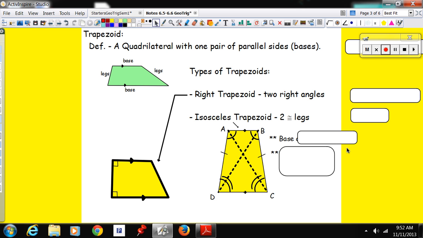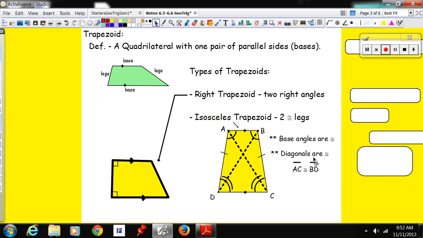So two congruent legs. In an isosceles trapezoid, the base angles D and C and A and B have to be congruent. So A is congruent to B and D is congruent to C because of the congruent legs. The base angles are also congruent, just like an isosceles triangle, you would have base angles congruent. And the last part is that the diagonals are congruent. AC is congruent to BD.